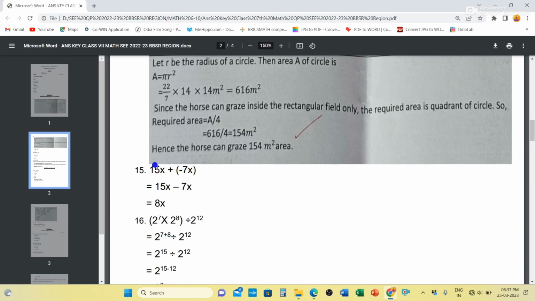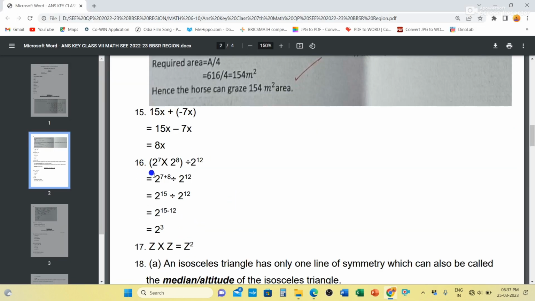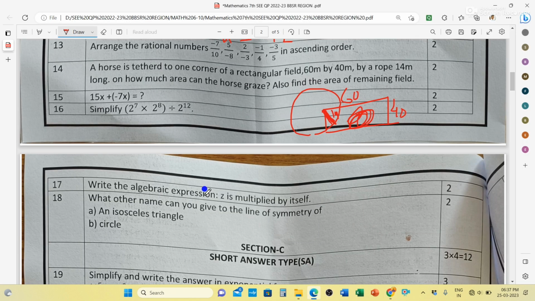So first we will solve the bracket. 2 to the power 7 multiplied by 2 to the power 8 equal to, you know the formula, 2 to the power 7 plus 8, that is 2 to the power 15, divided by 2 to the power 12. Now the formula will be minus: 2 to the power 15 minus 12. So it will give 2 to the power 3, that is equal to 8. 2 into 2 into 2, so that will give 8.